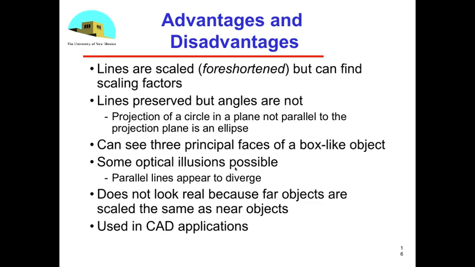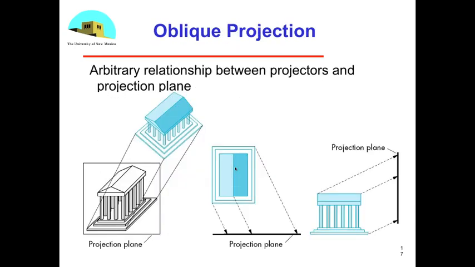So let's release the one restriction we still have, which is that the projectors have to be perpendicular to the projection plane, and let's say those projectors can make any angle you want with the projection plane, and that's called an oblique projection, which is the most common type. So here I'm trying to show that, again, it's parallel projection. All the projectors are parallel, but they're not striking this projection plane orthogonally.